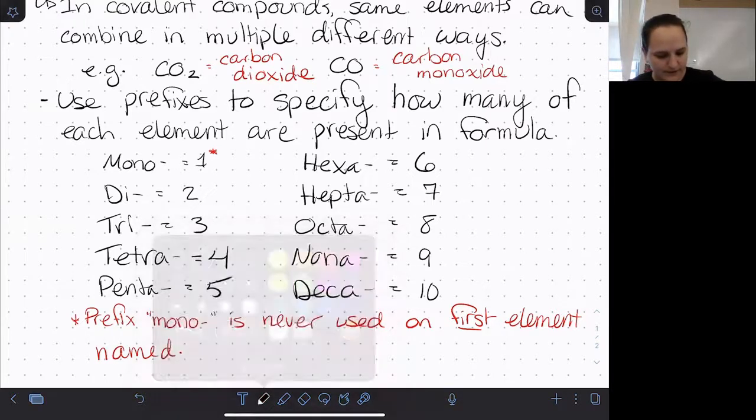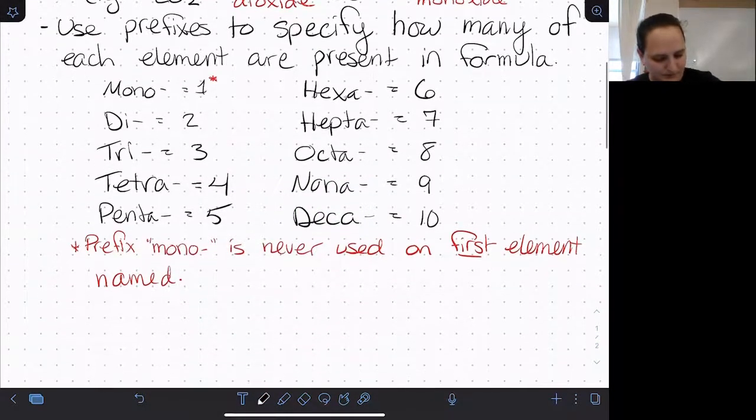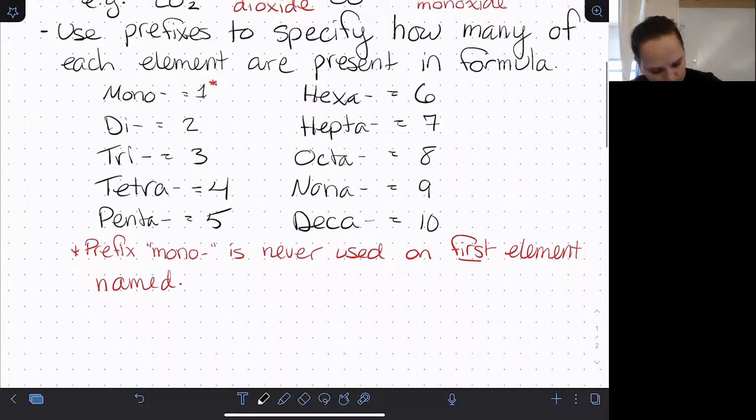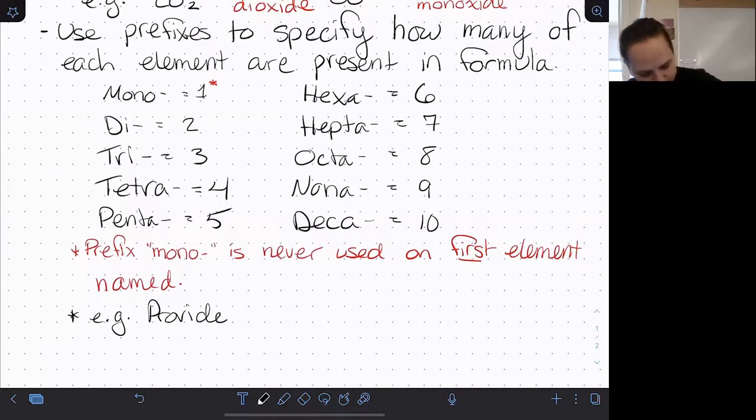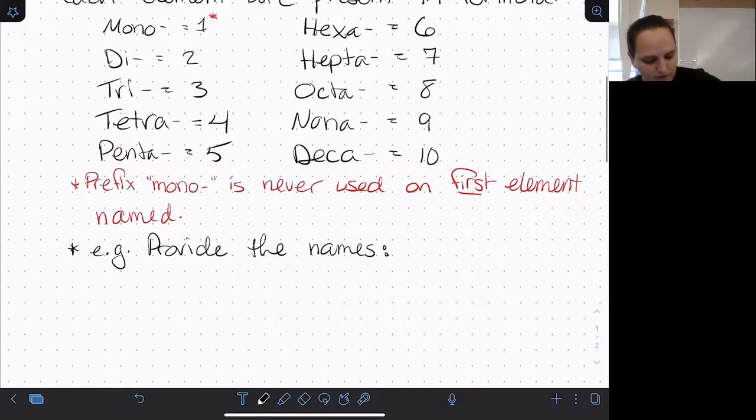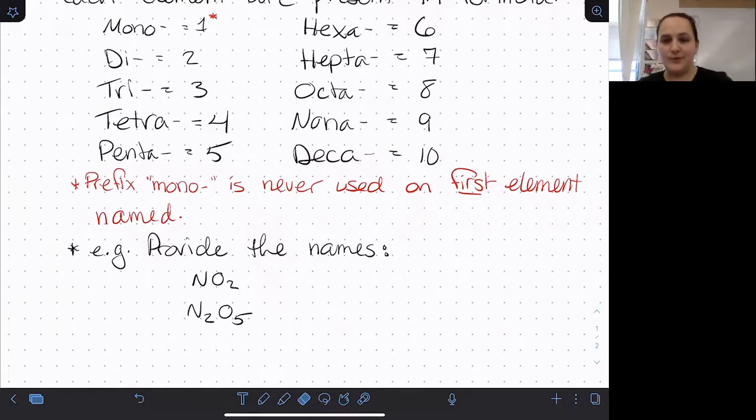So let's look at some more examples. Let us provide the names for these two compounds. See if you can pause here and give these two a try on your own before I do them for you.